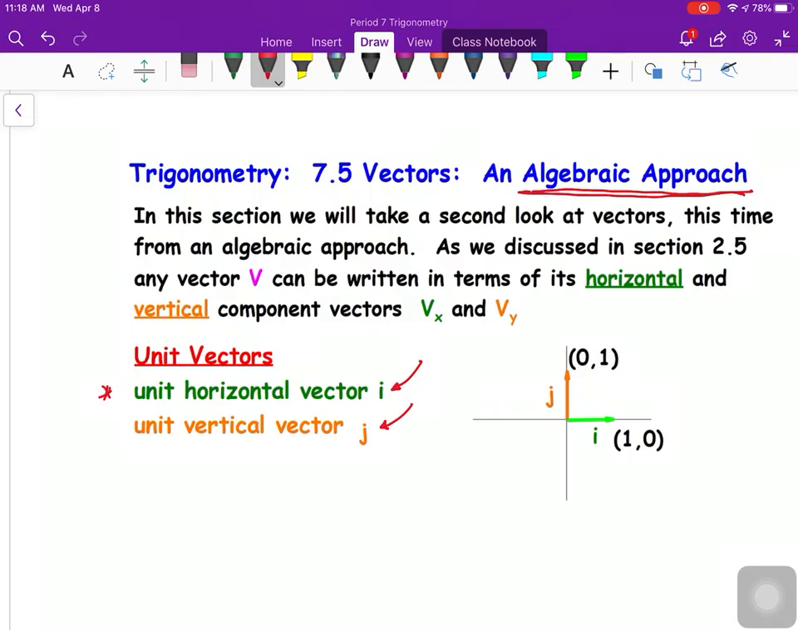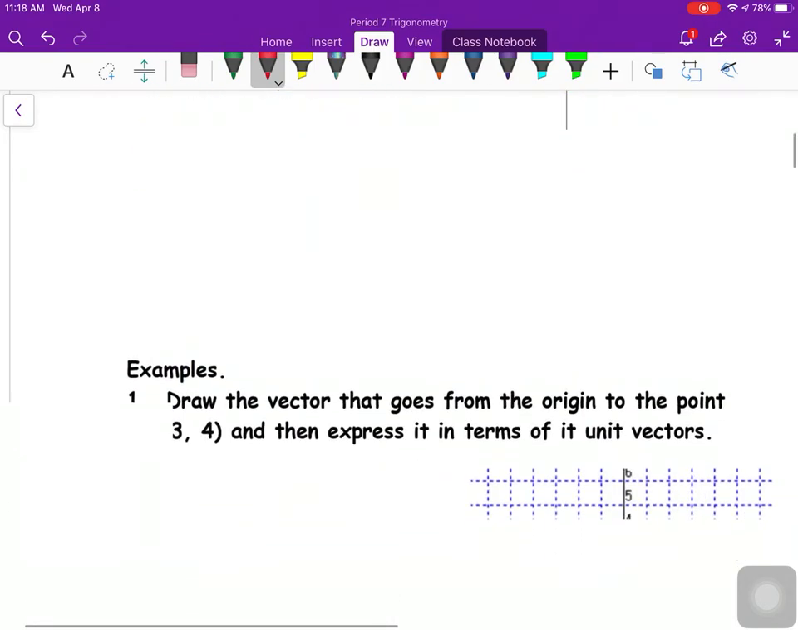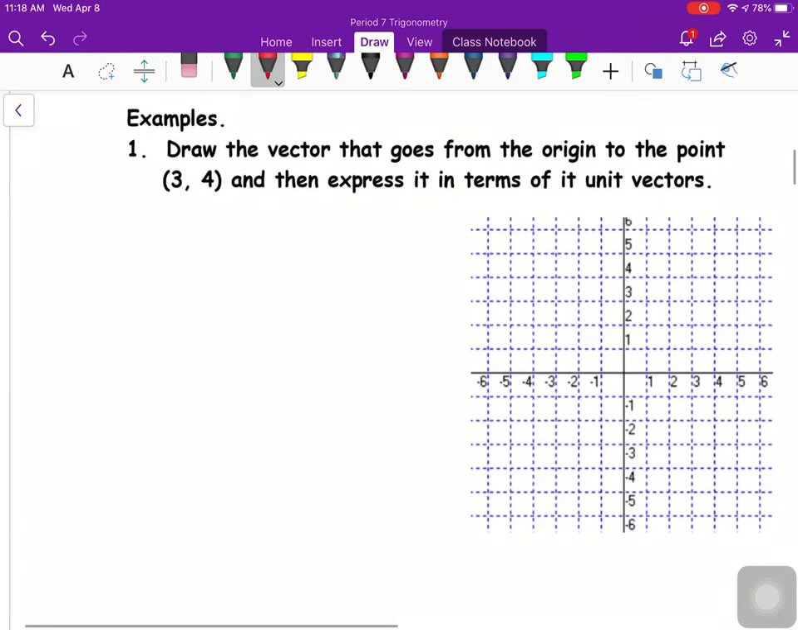So we can take a vector and we can rewrite it in its horizontal and vertical unit vectors. It will be a certain number of i's, a certain number of horizontal unit vectors, vectors of magnitude 1, and a certain number of j's, a certain number of vertical unit vectors. Let's take a look at what this might mean.